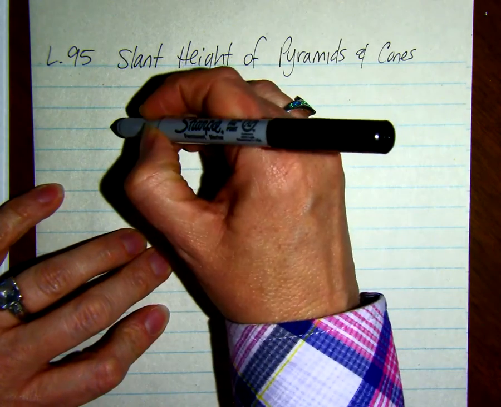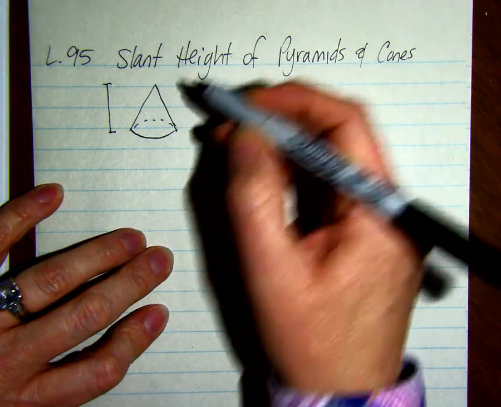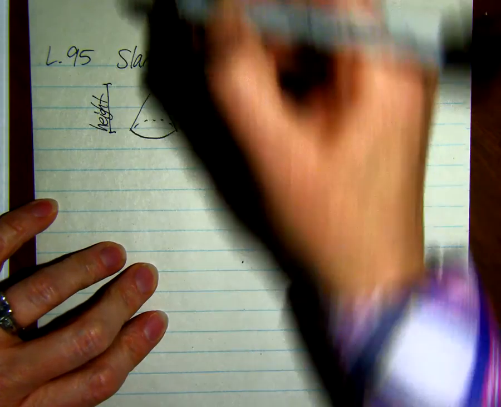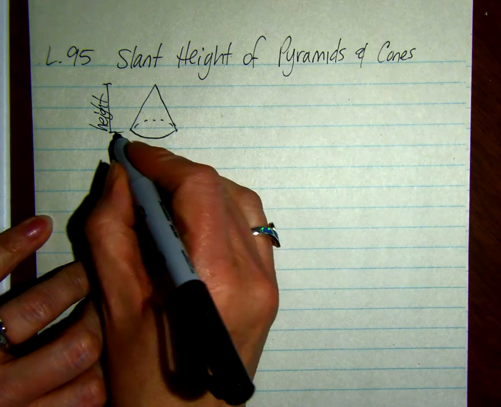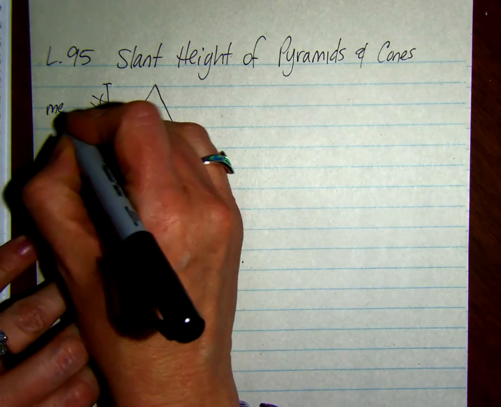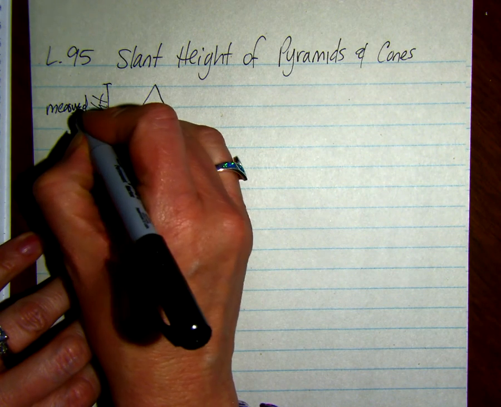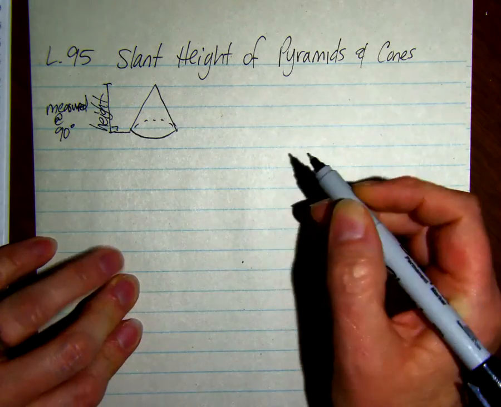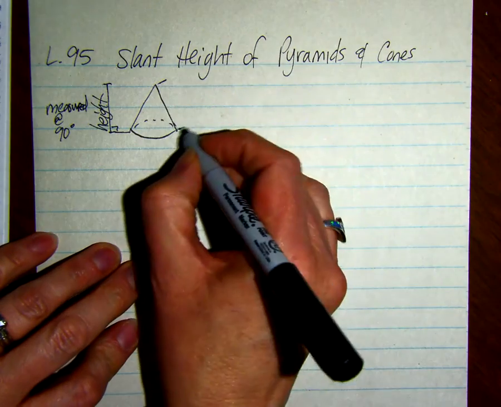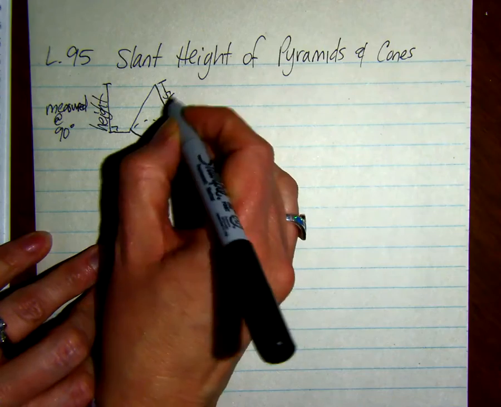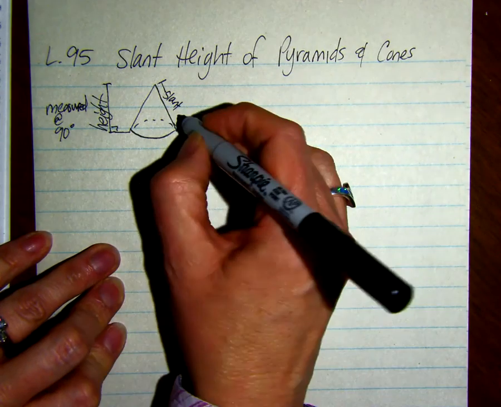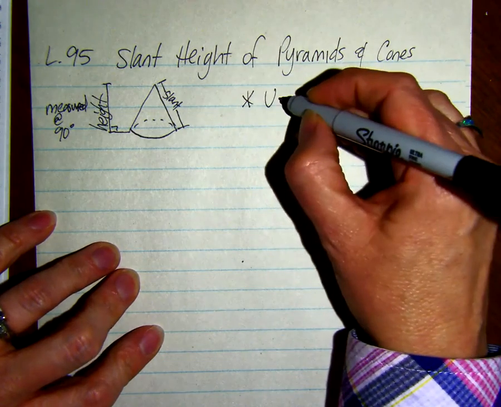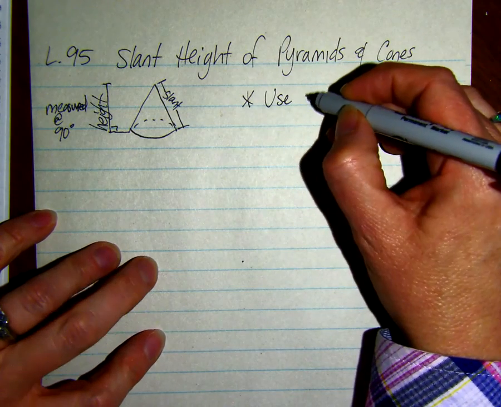So the regular height is how tall it is from the peak to the base. That's called the height, and it is measured at 90 degrees. The slant height is how long the slanty side is, and we use it to calculate surface area.